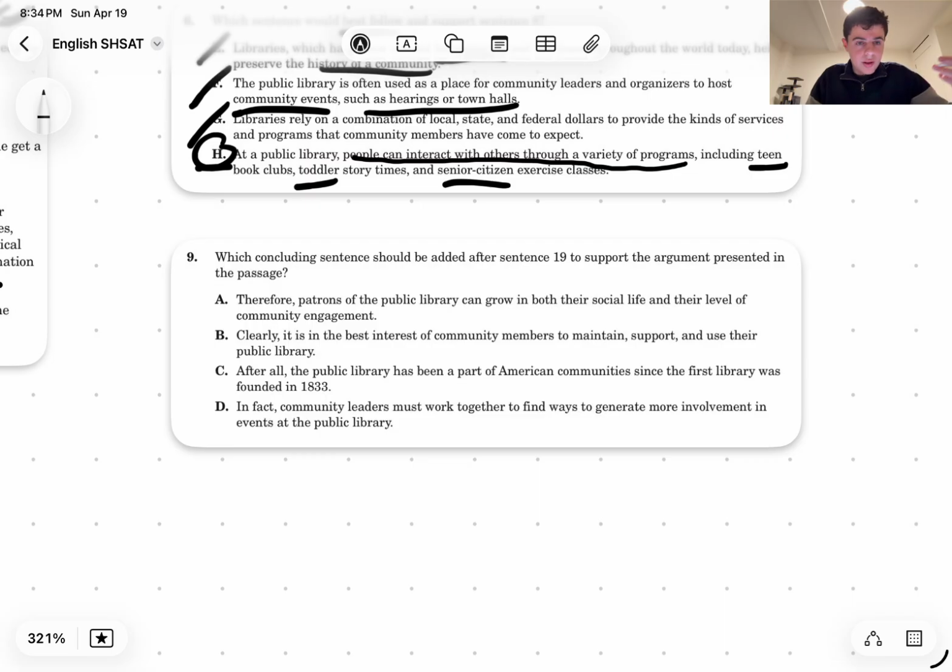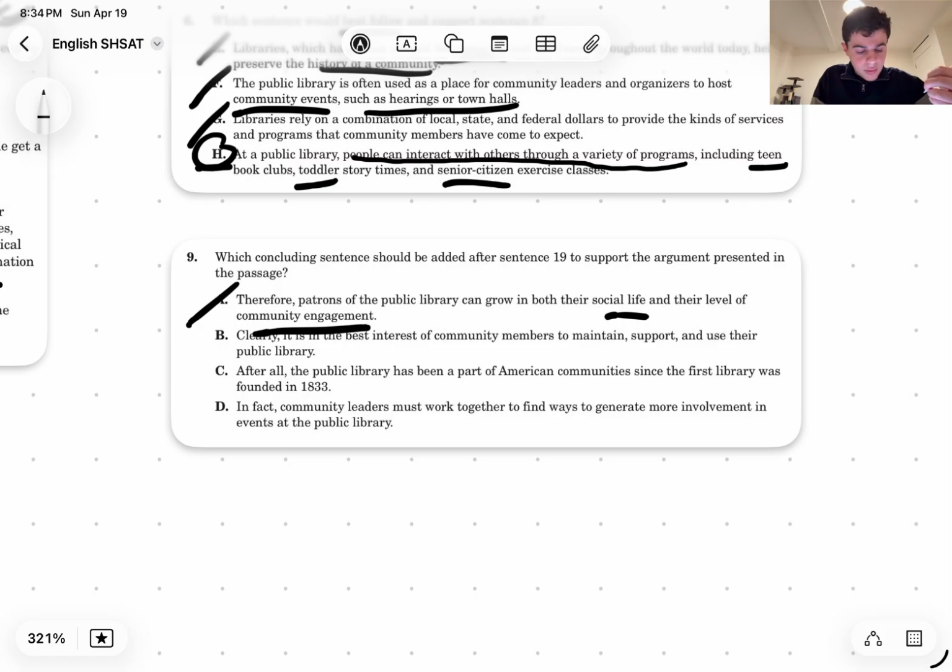So, thinking of that, this doesn't really make that ending. It doesn't end on a very strong note. It says patrons of the public library can grow in both their social life and their level of community engagement. Well, that doesn't really end the entire passage well. It only says that their social life and their level of community engagement can be grown. But that's not all they're saying. They're saying that there are resources that can be used. They're saying that there's so much more to a public library than just social life and community engagement. So we're just going to cross out A.